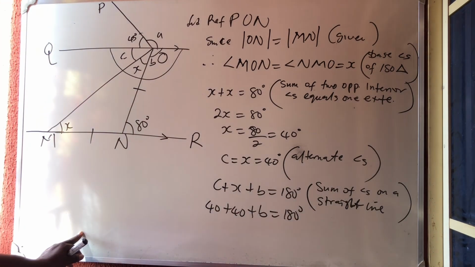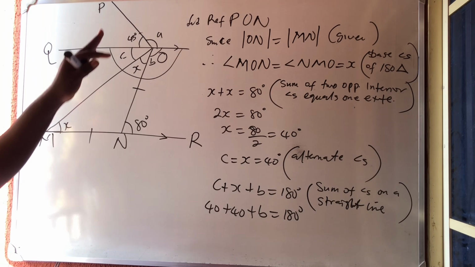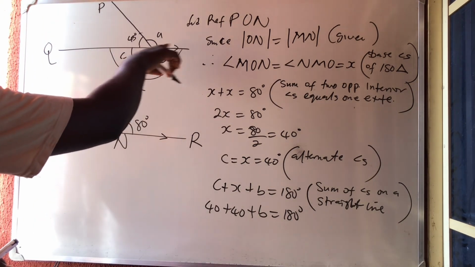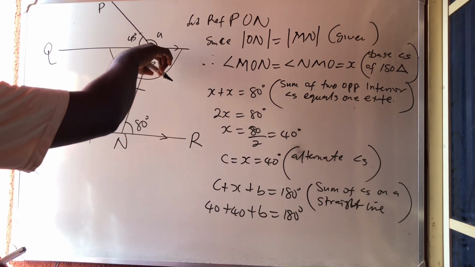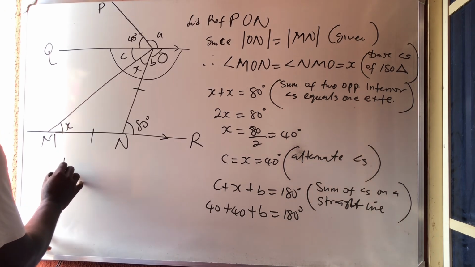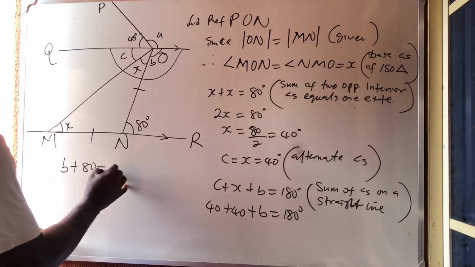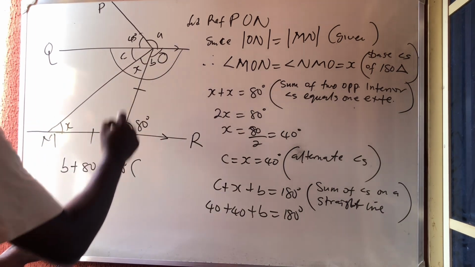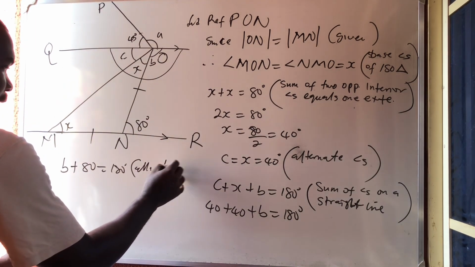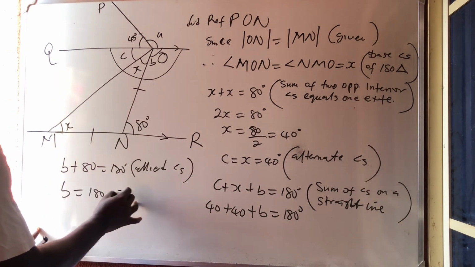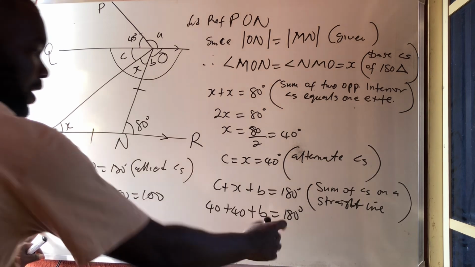Okay, in fact I even made a mistake. All these things I'm doing are even rubbish. I should have said, since this is a straight line parallel to here, and I'm having a transversal line here, B plus 80 is equal to 180 degrees. What's my reason? Allied, two opposites facing each other. Allied angles. So therefore B is equal to just 180 minus 80, which is 100.